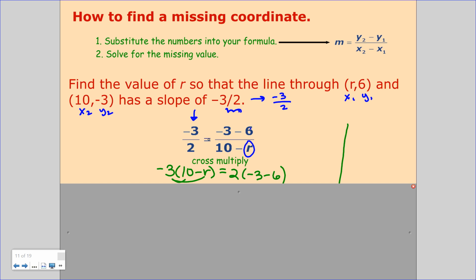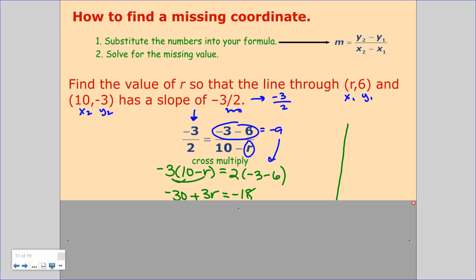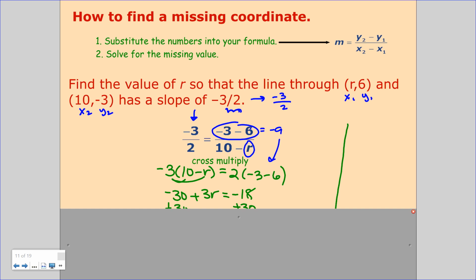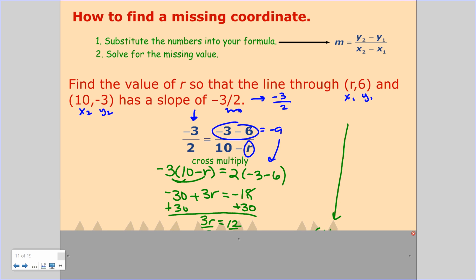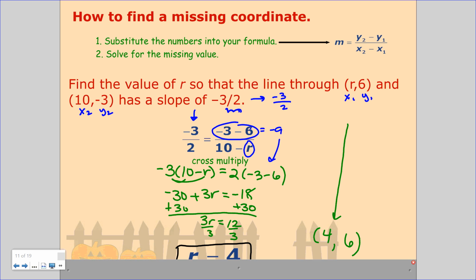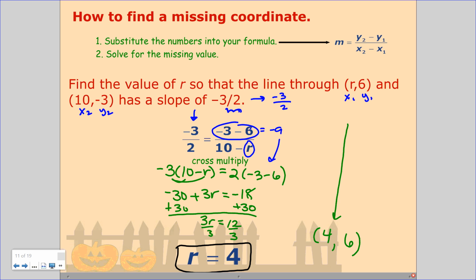So I would set up 3 times (10 minus r) equal to 2 times (-3 minus 6). You may go ahead and simplify that right to -9 from here. So distribute on the left. 2 times -9 on the right is -18. We will add our 30 to both sides, divide both sides by 3. Here I'm just solving for r to find r's value to be 4, meaning that the second point on that line would be the point (4, 6), because r was for an x value. So r equals 4, and we've solved this problem.